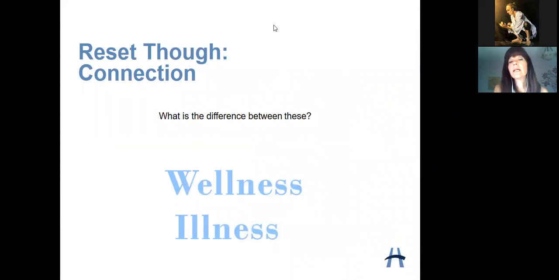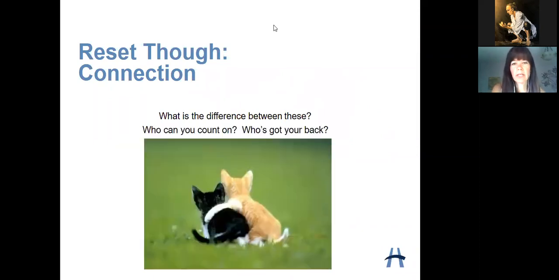So folks, here the difference between these 2 words is the we and the I. Right? And I think when we get stressed, we can get into this us and them mentality, and I'm seeing it all over the place. And it's really important that we step into the we, that we know who's got our backs, because the team is so important.